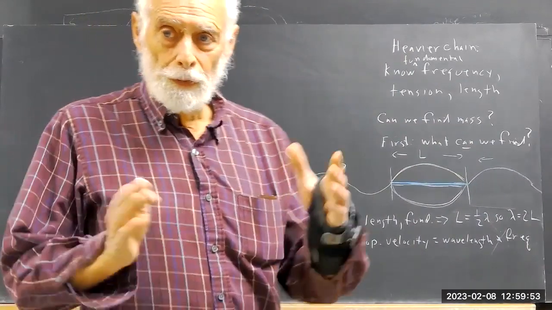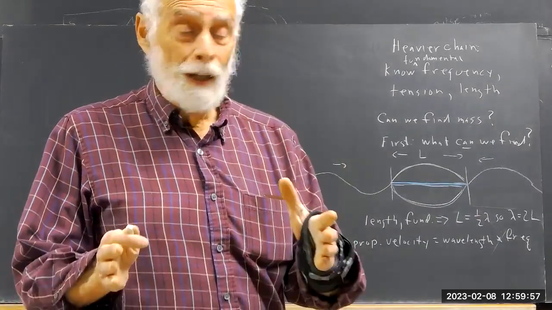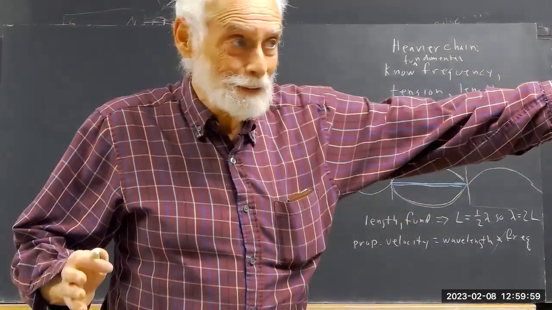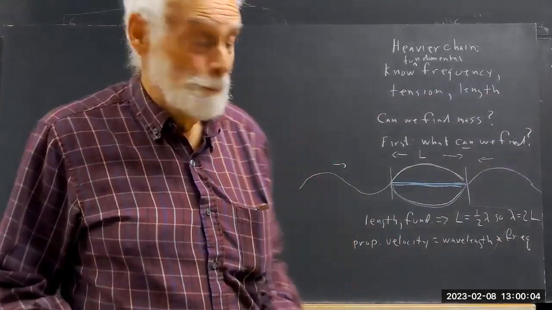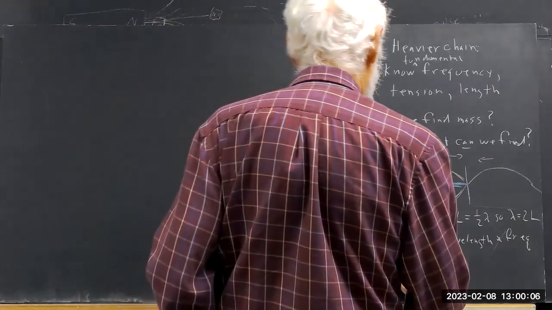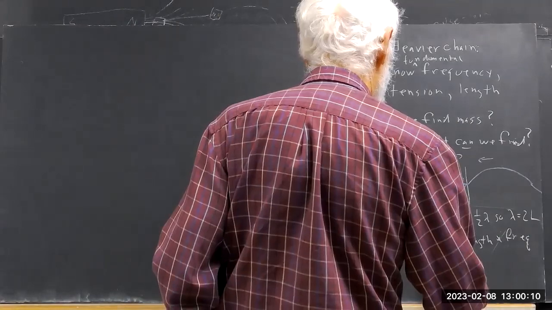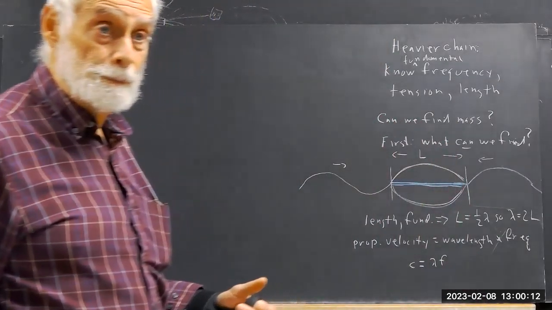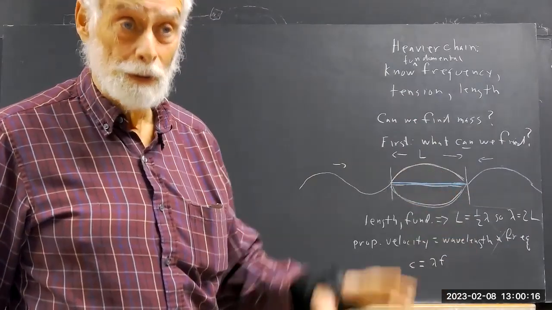Okay, wavelength is this much. The frequency is 100 cycles per second, so you have 100 times this distance in a second. You multiply the frequency by the wavelength. So you could say now C equals lambda L.